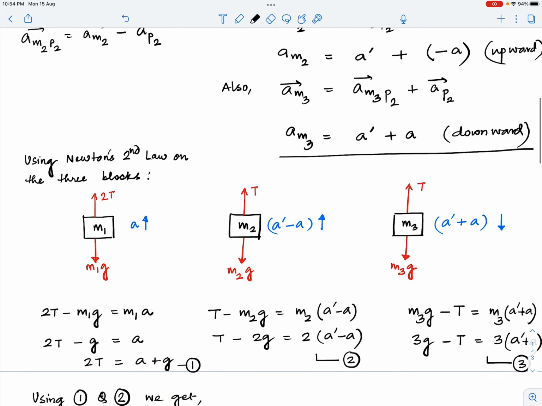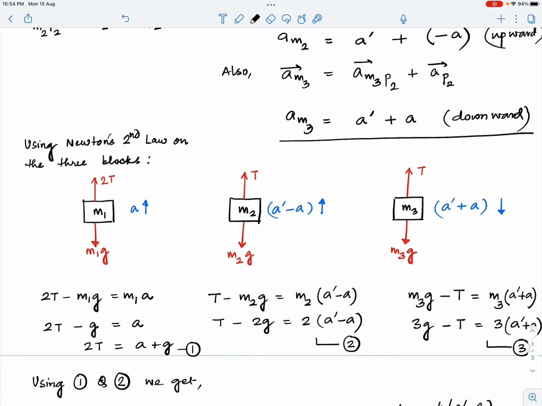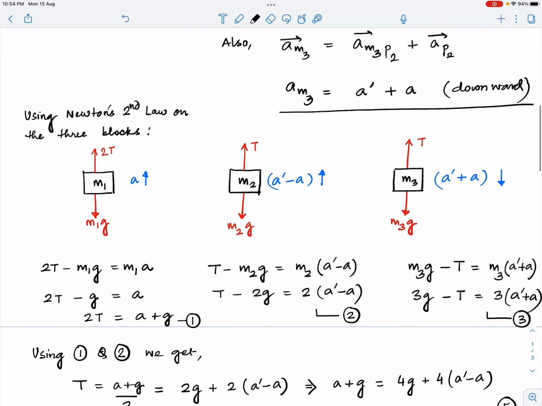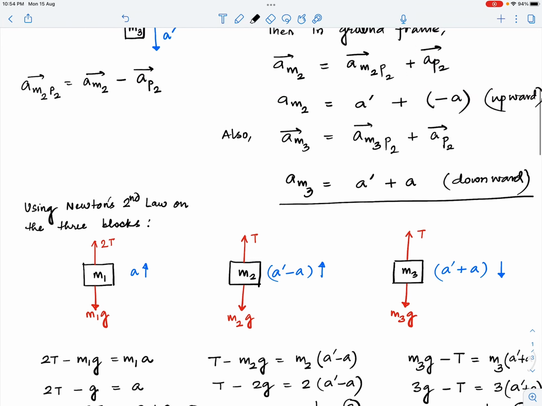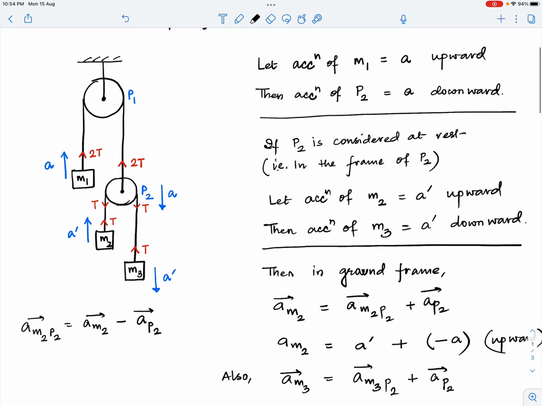Now, what we do is, we come to the use of free body diagram of the 3 blocks and using the Newton's second law on them. So, this is the free body diagram here. As you can see from the above figure, we can relate the tensions in the 2 strings as well. Assuming that the tension in the lower string, the one that connects M2 and M3, is T, we can say that the tension in this upper string will be 2T.